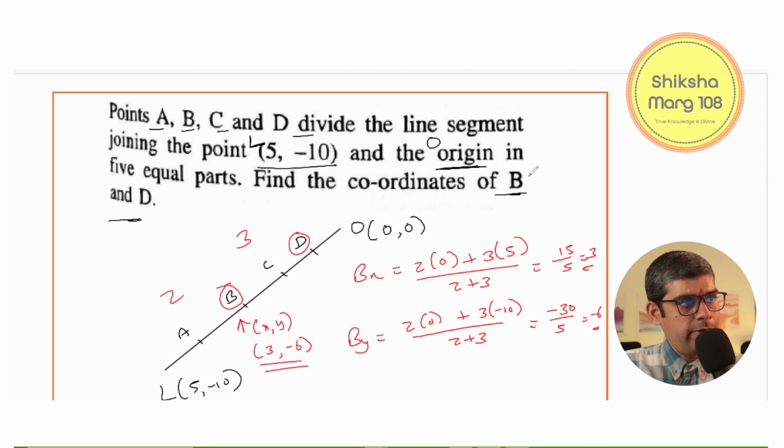So we got the value of B. So that's going to be 3, minus 6, right? That's 3, minus 6 for us. Now we do the same thing with D.